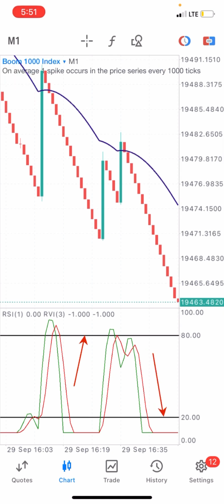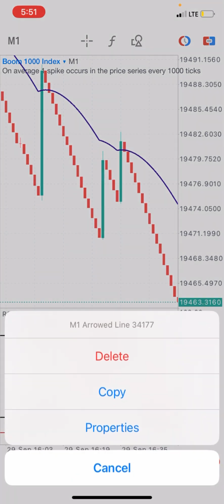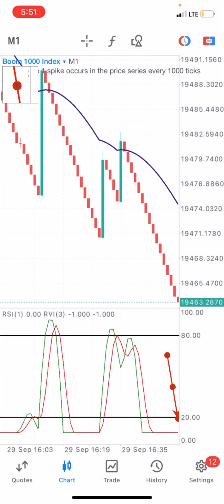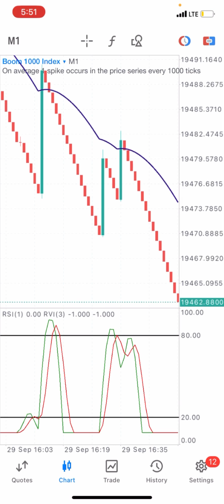You can see level 80, and you can also see level 20. These levels are showing you the areas where there will be buying pressure and selling pressure. Level 80 gives you the area where there will be more selling pressure in the market, otherwise known as the resistance region, the overbought region. And level 20 is the oversold region, the support region, the areas where there is usually buying pressure in the market.